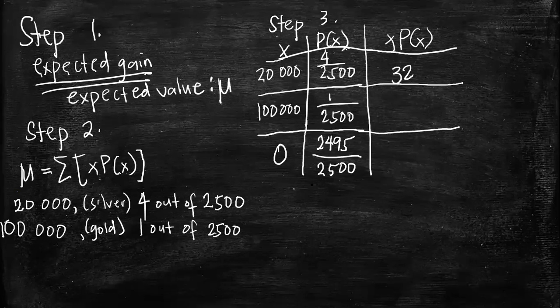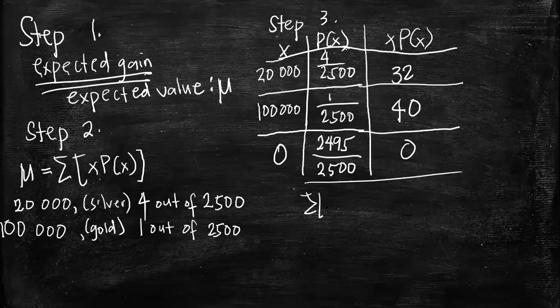Okay? Now, find for the mean. 32. Tapos, ayan na. 100,000 divided by, times 2,500. We have 40, sir. Okay, 40. How about siyempre, 0 times whatever, 0. Okay. So what's the sum? 72 po, 72, sir. Okay. The sum is 72.